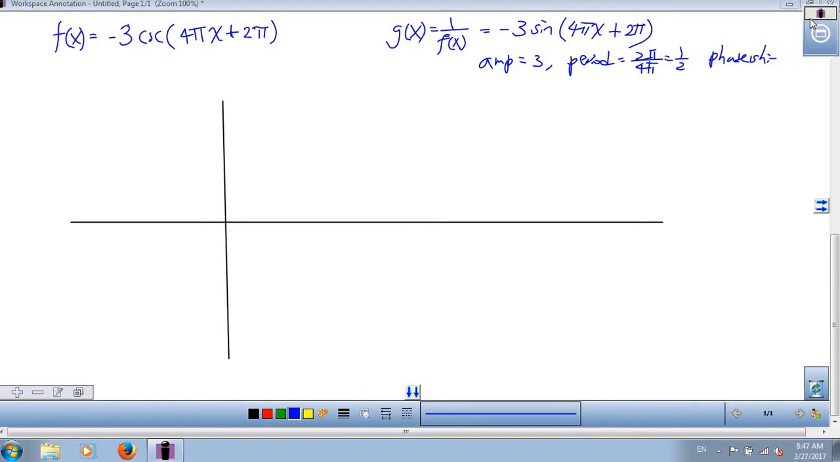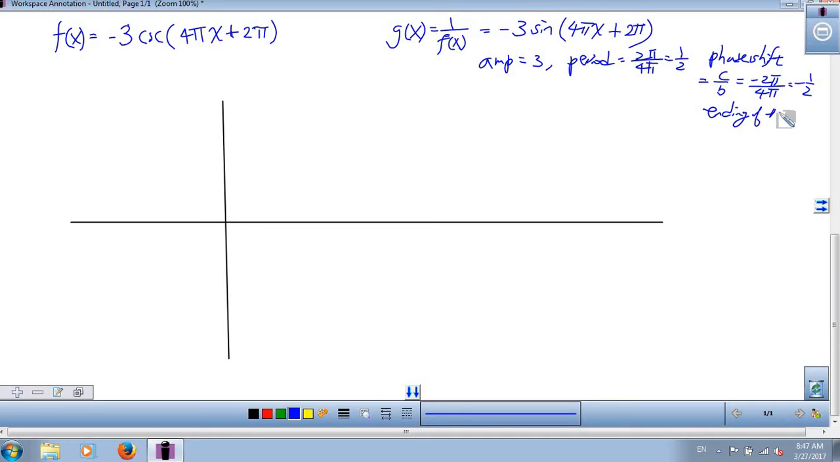So let me move that a little bit. The phase shift is going to be c over b, so c over b is going to be negative 2 pi over 4 pi. As you can see here, c is negative 2 pi rather than positive 2 pi, because the formula was bx minus c, so this number is the opposite of what c is. So this is negative 1/2. That means we start with negative 1/2, and so where does our first period end?